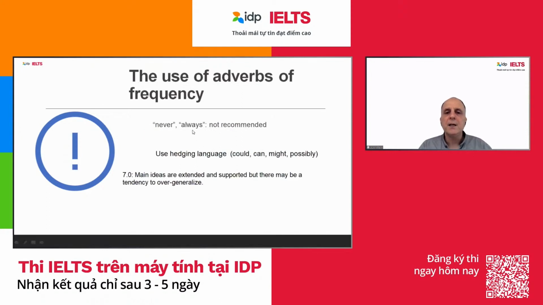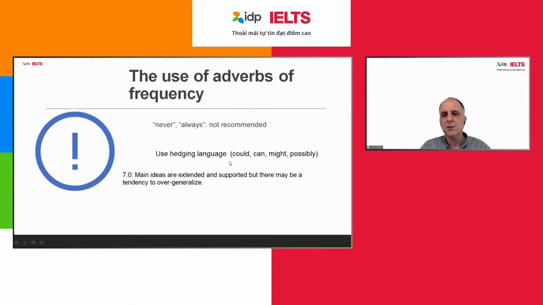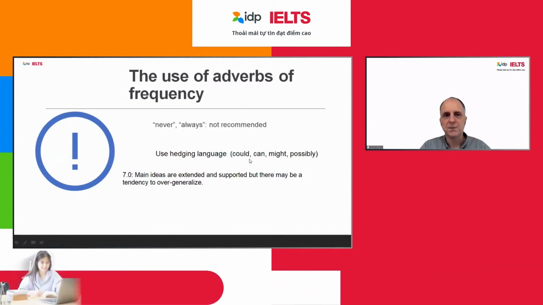So, never and always is not recommended. Very few things are never and always. So we use hedging language. Now, I come back to that 7.0. So maybe a tendency to overgeneralize. So this is the way I read it. We're not using hedging language.